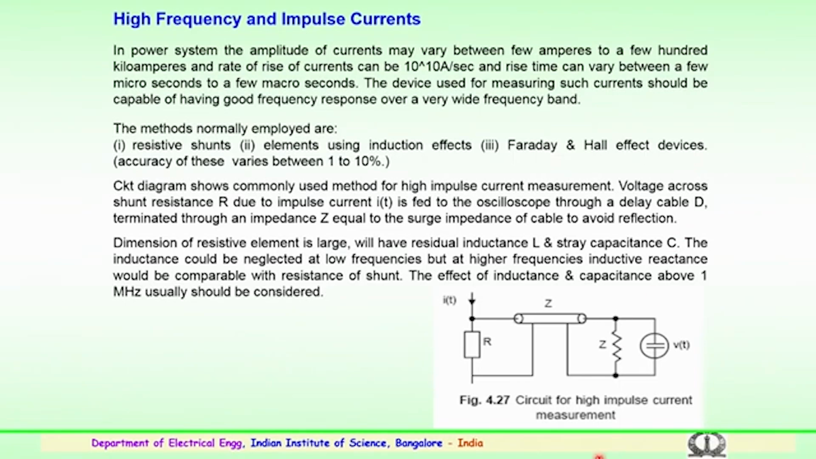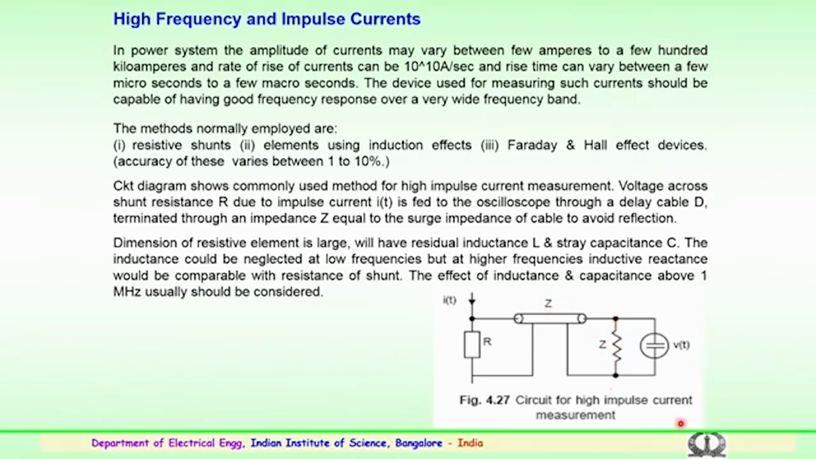This is a general circuit which is used for impulse current measurement with a cable and a terminating impedance. It is a commonly used method for high current impulses. The voltage across the shunt resistor R, due to an impulse current flowing through the object, is fed to the oscilloscope using a suitable cable and through a delay cable in case required. It is terminated across an impedance Z, shown here, which is equivalent to the surge impedance of the cable to avoid reflection.